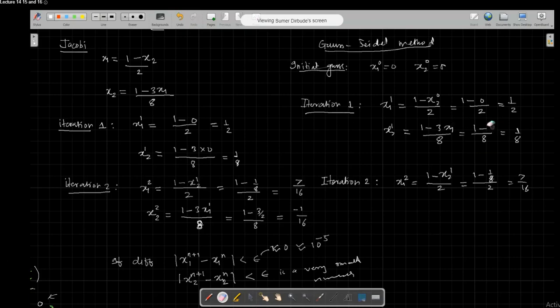Because here is a problem. Here we should have taken x1 1, latest value. In this case, x2 is not known to calculate x1. But to calculate x2, x1 1 is calculated. So x1 1 is 1 by 2. So this is 1 by 16. So x1 2 is 1 minus x2 1, and that is 1 by 16. So you get 15 by 16.